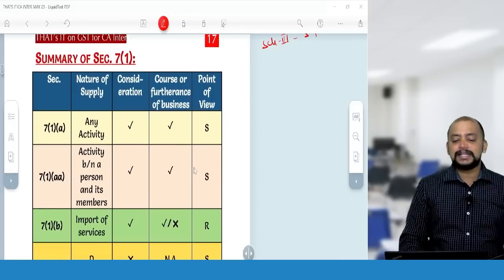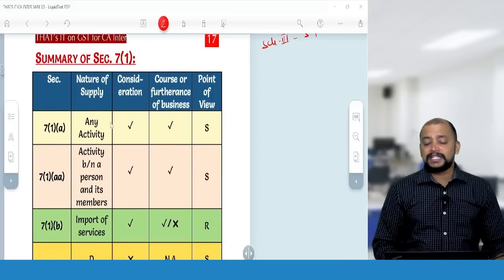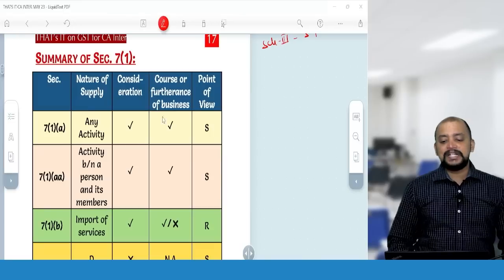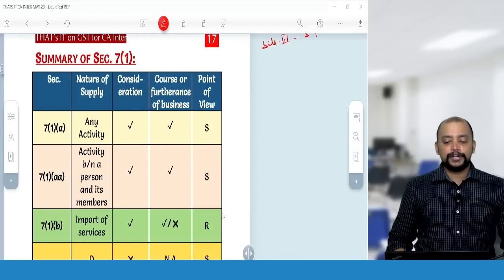Then this is the summary of 7 subsection 1. In 7(1)(a), what is the nature of supply? Any activity. Consideration, yes, it must be there. Course or furtherance of business, yes. From whose point of view we need to see? From supplier point of view.